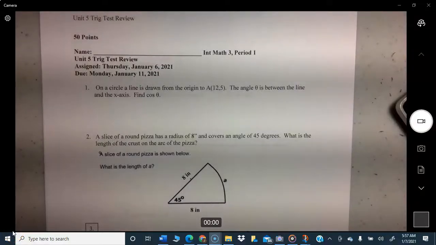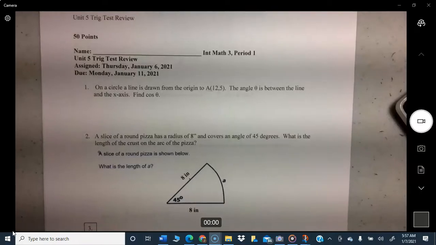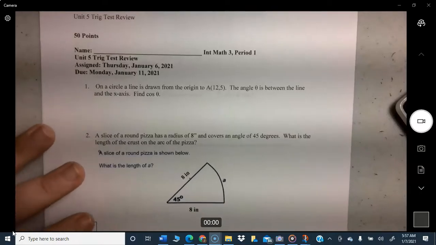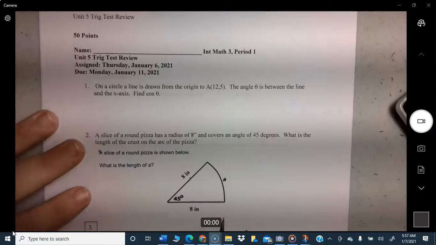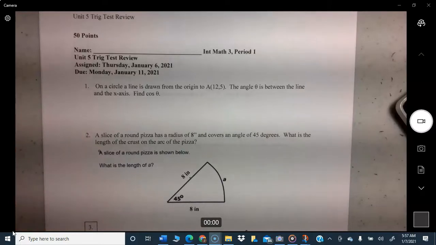Integrated Math 3, this is your test review for the trigonometry test. This is a 50-point assignment, but more importantly, it goes over all of the problems that are going to be on the test. The only thing that's changed are the numbers. Go ahead, do this, and then take your test based on the answers that you get here. All the problems are going to be worked the same way, it's just numbers are going to be different. Okay, so let's go ahead and get started.